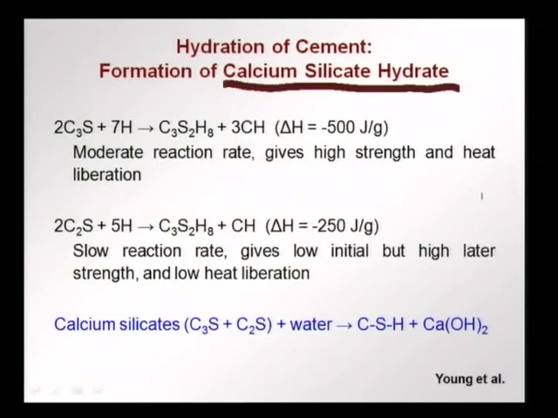In general, we see that calcium silicates C3S and C2S react with water to give us the calcium silicate hydrate, also called the CSH gel. This is what gives us the binding properties of hydrated cement paste, which holds the aggregates together and gives a compact impermeable structure to concrete. Along with that, we have calcium hydroxide. This is not something that provides a lot of strength and can also affect the durability of concrete.